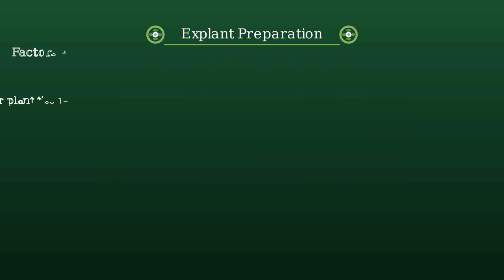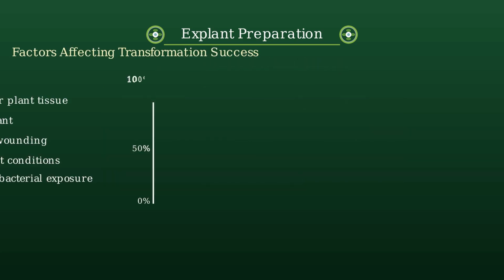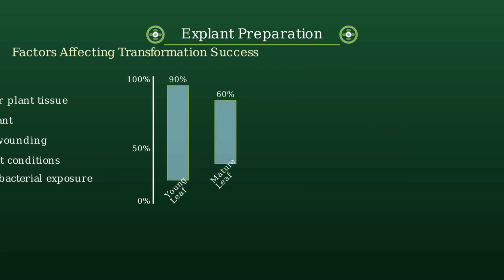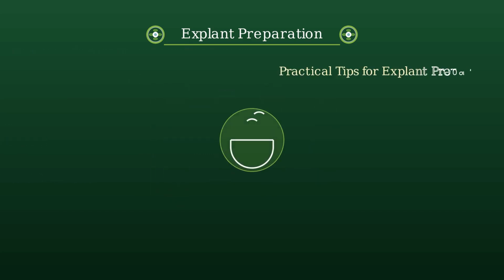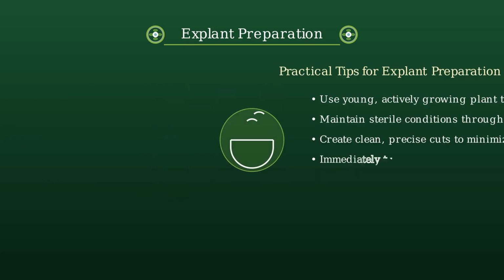Multiple factors affect transformation success rates. The age of donor tissue and size of explants are particularly important, with young tissues and smaller explants generally yielding better results. When preparing explants, maintain strict sterile conditions to prevent contamination. Use young, actively growing tissue and create clean, precise cuts to optimize transformation efficiency. Proper explant preparation is a foundation for successful Agrobacterium-mediated transformation and can significantly impact your experimental outcomes.